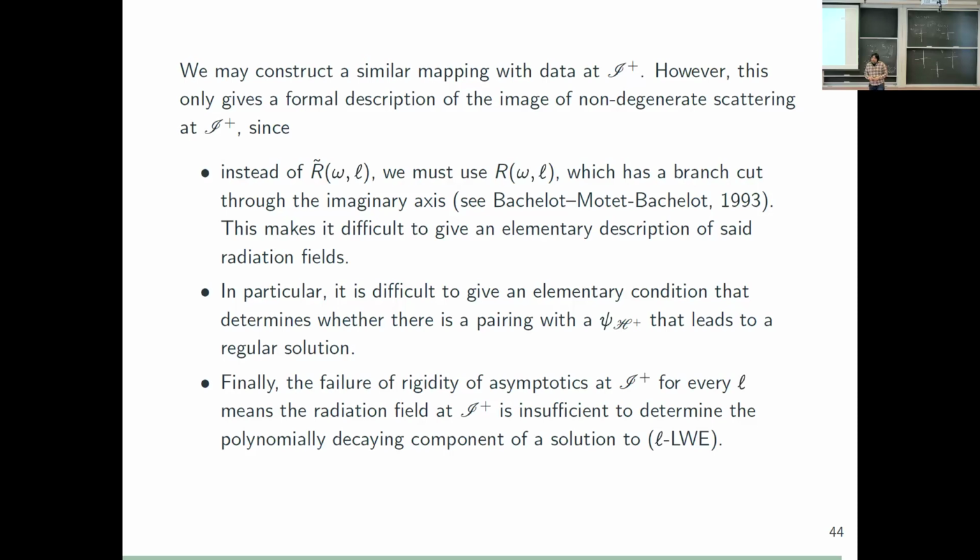This becomes a bigger problem when we try to do this based on radiation fields at Scri plus, because now the correction can be large. So we can only say when we can or cannot construct a regular solution out of a given radiation field at Scri plus, but we have no way of identifying the solution to a useful degree of accuracy.